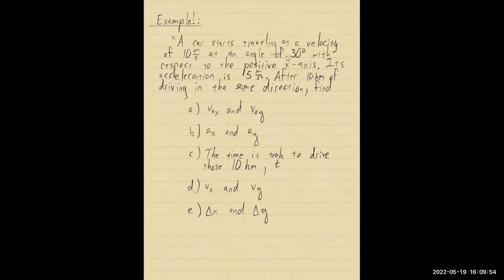So the question says, after 10 kilometers of driving in the same direction, it wants us to find the initial components of our velocity, the x and y components of our acceleration vector, the time it takes to actually drive that 10 kilometers, our final components for our velocity in the x and y direction after we've driven 10 kilometers. And it also wants us to find our displacement in the x and y directions after that amount of time.